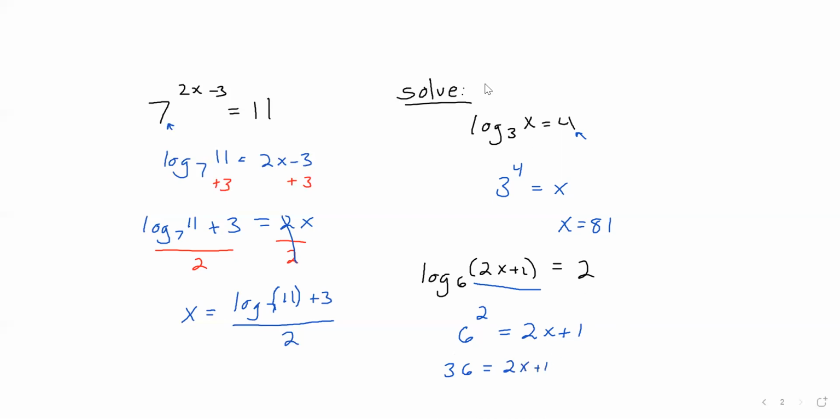From here, I'll continue to solve for x, meaning I'll first get rid of my 1 by subtracting. I'm running out of room. Let me go over here. So I have 35 equals 2x. Finally, I'll divide both sides by 2. And again, I'm going to keep it in fraction form. Can't reduce it any further, so I'm going to leave it as 35 halves.